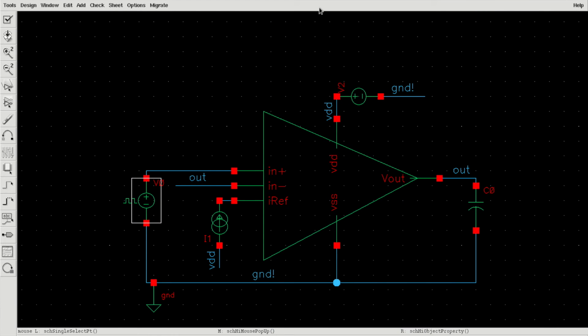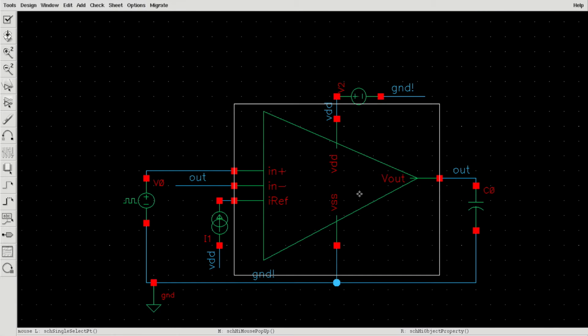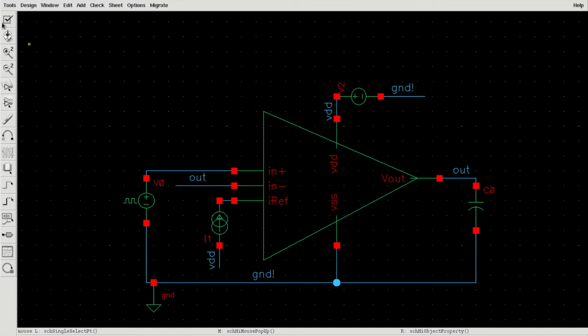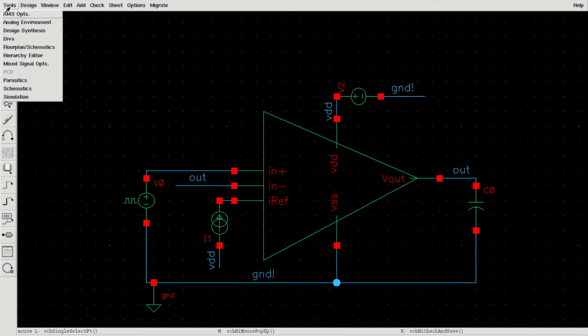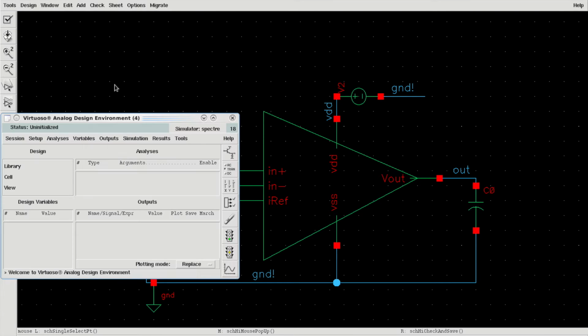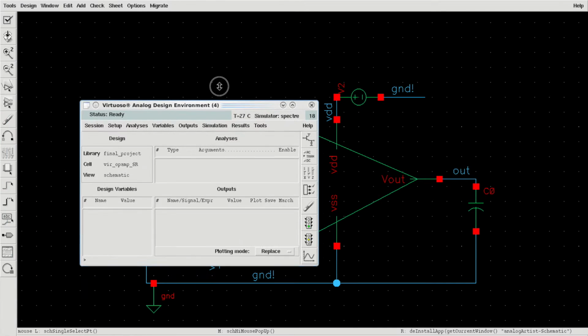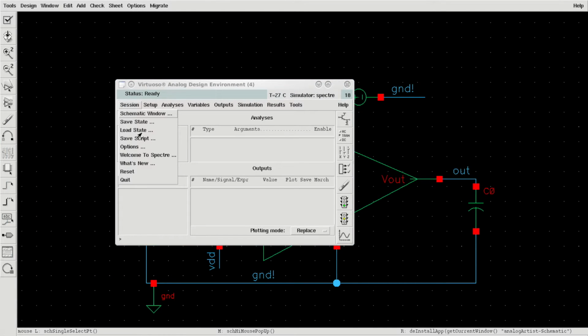So let's see, we insert the symbol, and we have the same schematic that we had before. The current is the same as before, 17 micro. So before we go ahead, let's do check and save as usual. Go to tools and analog environment. Here, as I have already saved my states, I'll do load state.